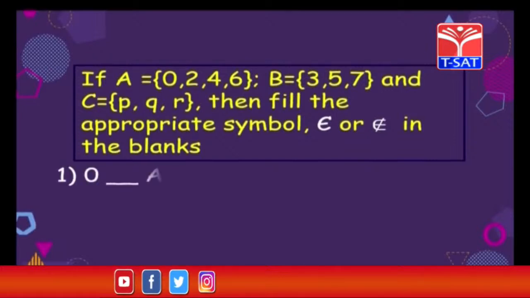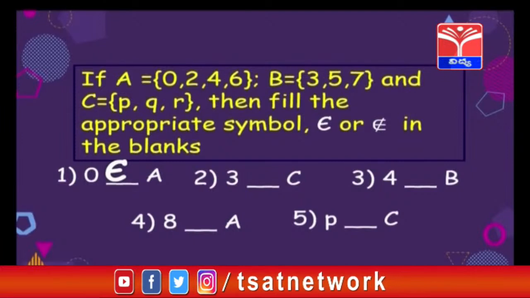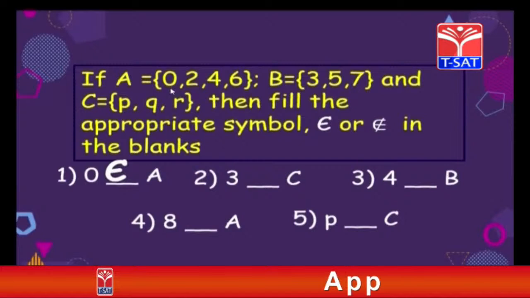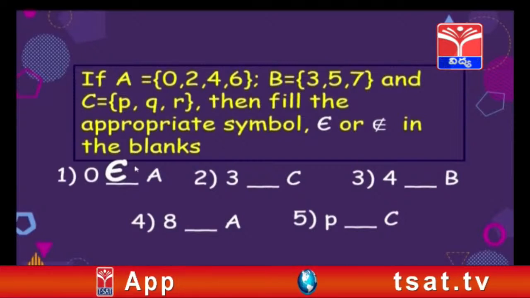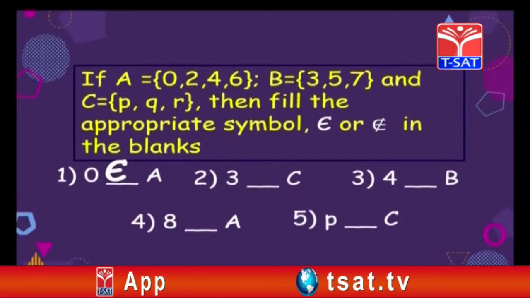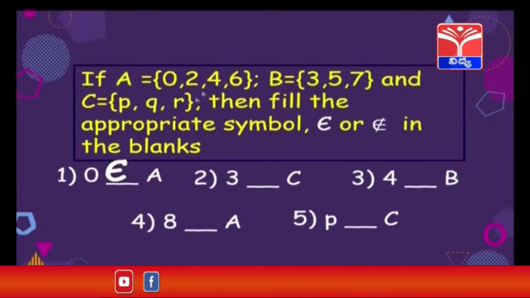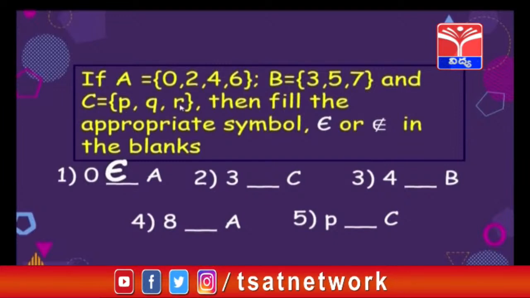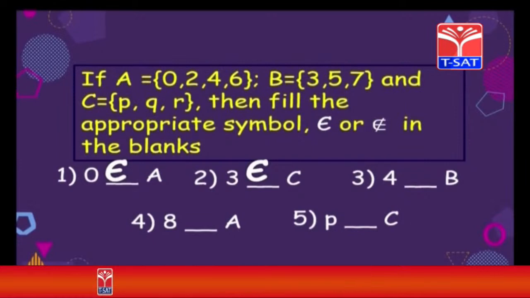Now, the first one is in between 0 and A. What do you observe, children? 0 is a part of A. I use the symbol epsilon. Now, we have to compare between 3 and C. When you look at C, the elements of C are P, Q and R. So, if I have to say about 3 and C, 3 does not belong to C. So, I use the symbol does not belong to.